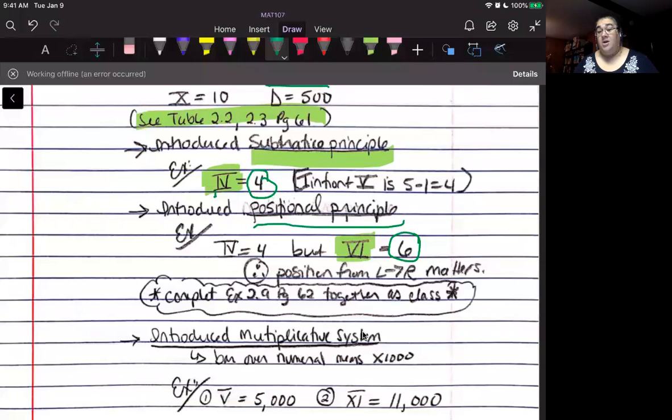Now, remember, it's important to know that the position is determined from left to right. And this is important because in our numeral system that we now use, left to right matters as well when we're discussing mathematics, okay?